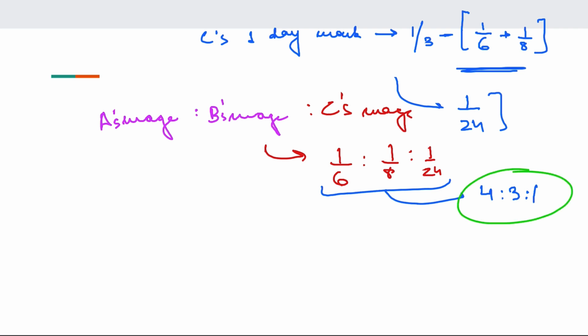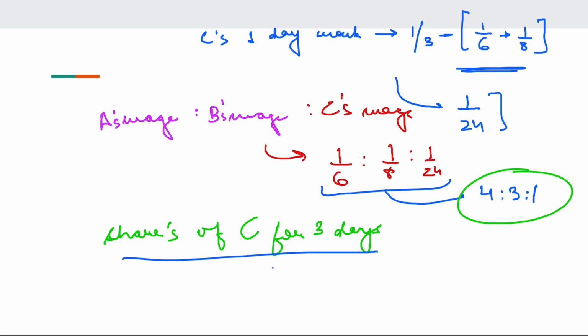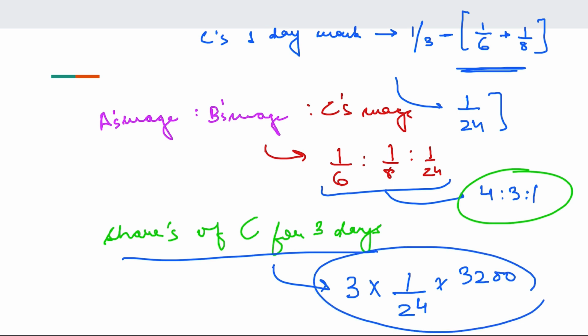Okay, so what is going to be C's share for 3 days? Shares of C for 3 days. Okay, this is going to be what? It worked for 3 days, 1 day work is 1 by 24 into the total amount of money for which the work is being done. So this is going to be the amount which they have to pay for C.